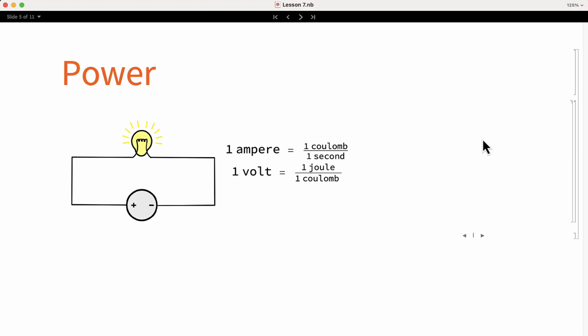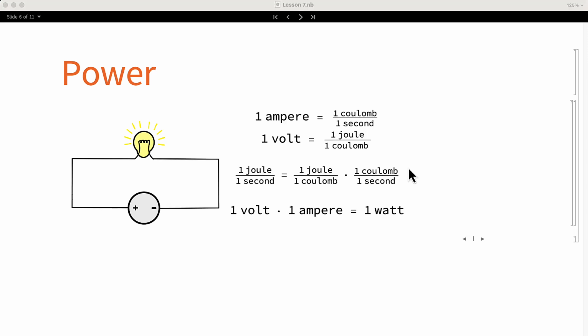Now let's talk about power. Let's say that I want to know how much work is necessary to keep an electric bulb turned on during a second. We can start from the definition of current, which is 1 coulomb per second. We know that a volt is 1 joule per coulomb. If we multiply volts by amperes, we can see in the equation that we have 1 coulomb divided by 1 coulomb, and they cancel each other. That leaves us with a unit that is joules per second, which is exactly what we are trying to calculate.